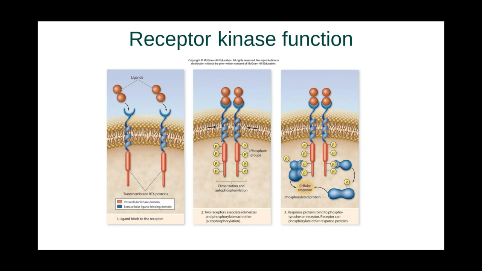Now, ligands come in and bind. They have the phosphorylation of these kinases, and what ends up happening is that these kinases then do what they do. They transfer their phosphate groups to some sort of other protein, causing that cellular response. So that's the flow.